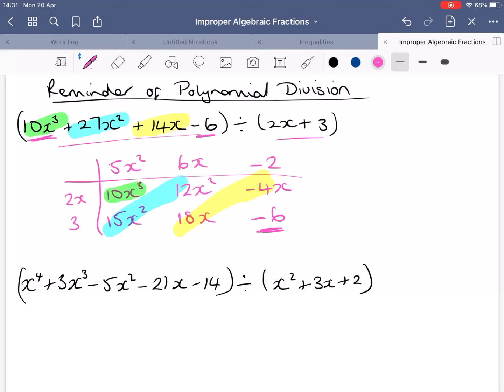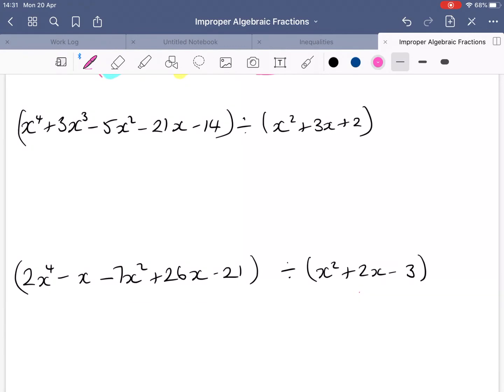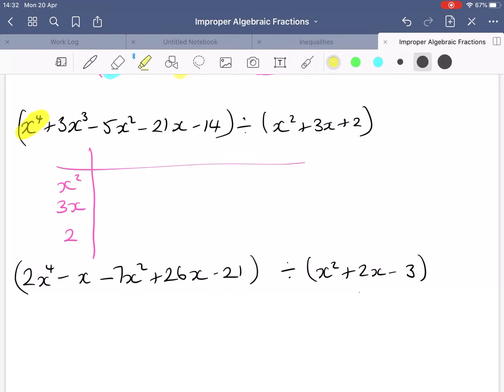Okay. Now, a slightly more complicated one is when we start increasing the degree of the polynomial. But it's exactly the same process. I am going to think something times x squared plus 3x plus 2 makes my x to the power 4 plus 3x cubed and so on. So, first step, I have to do my first term, which is x to the power 4. So x to the power 4 goes in the top left-hand corner. What times x squared makes x to the power 4 is x squared, and then we fill in the column.